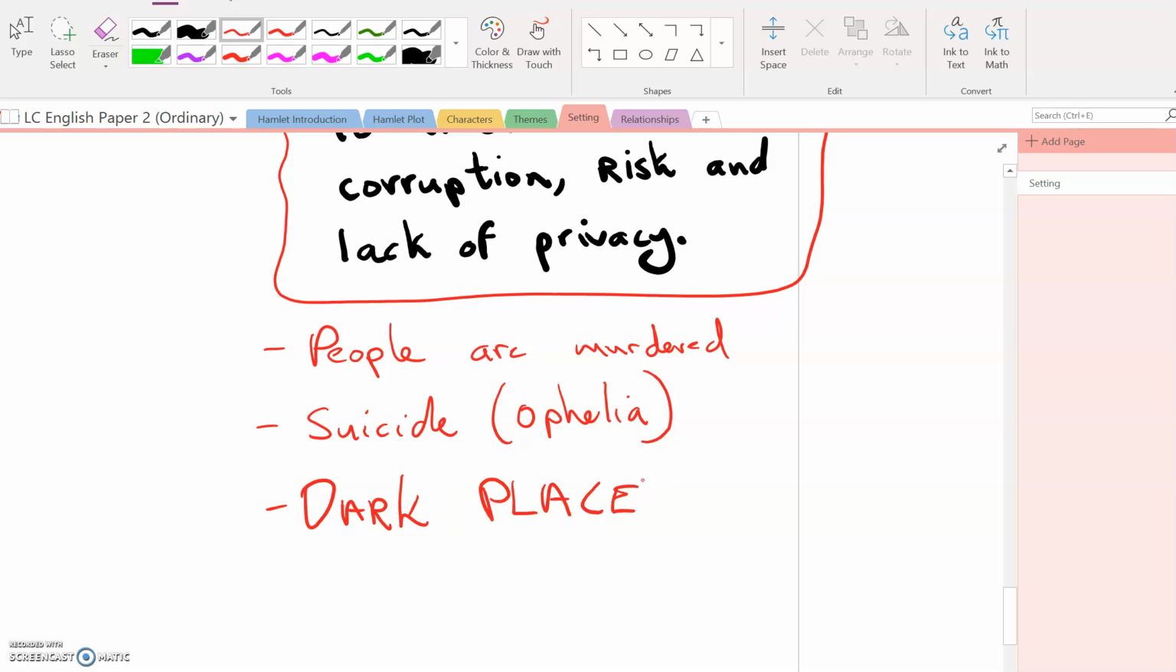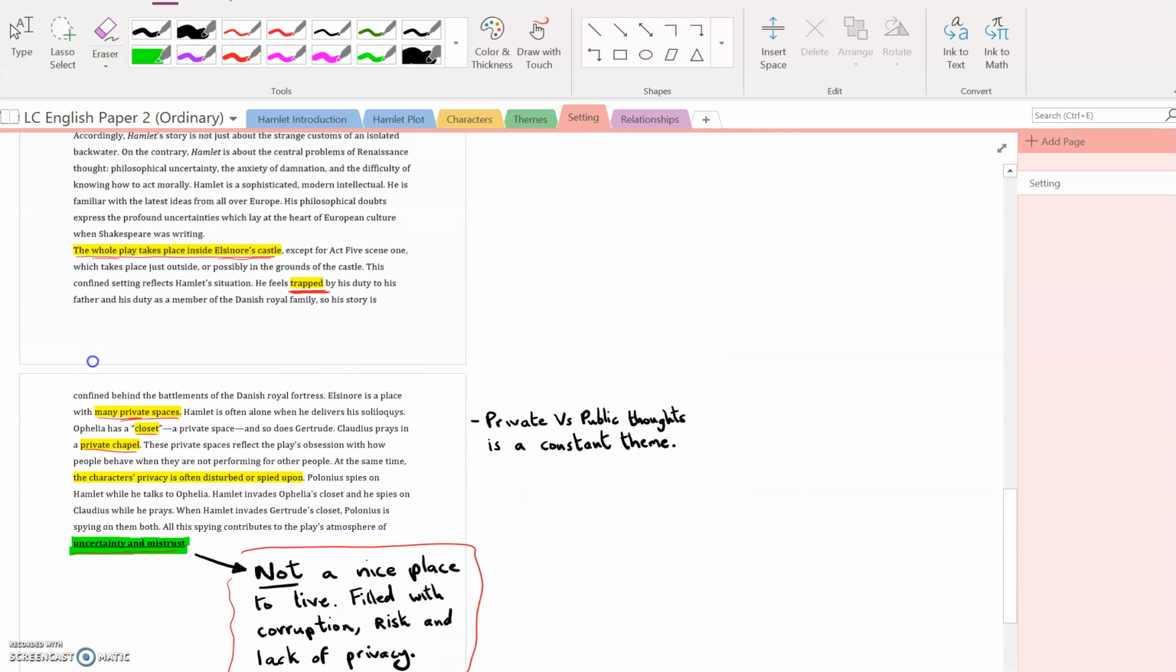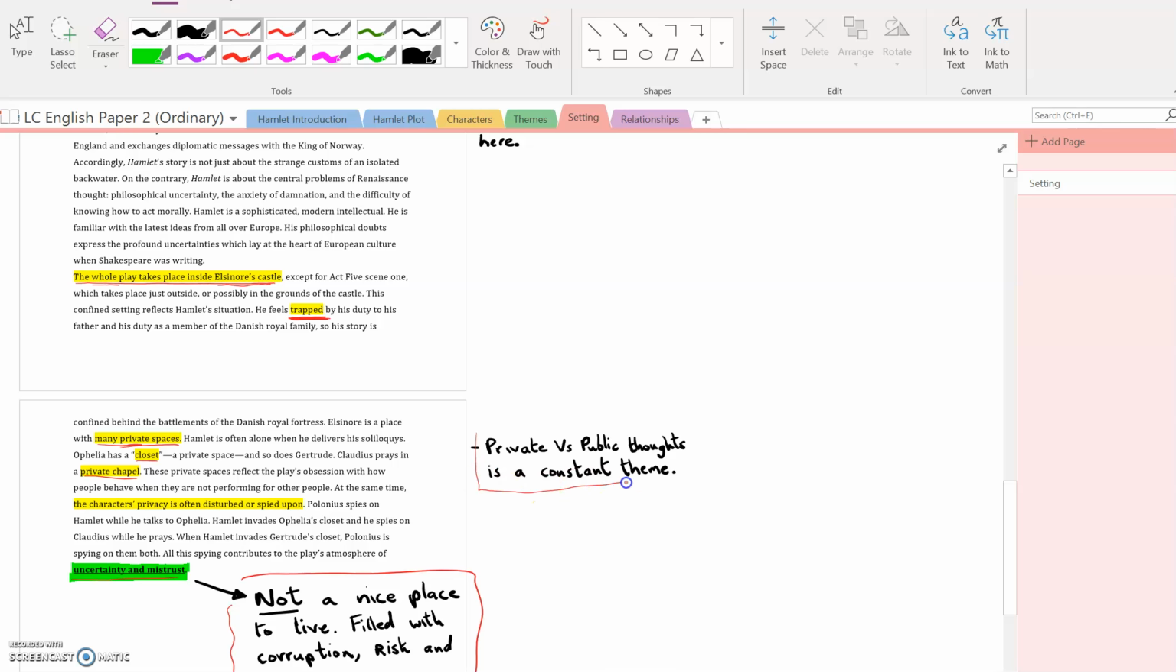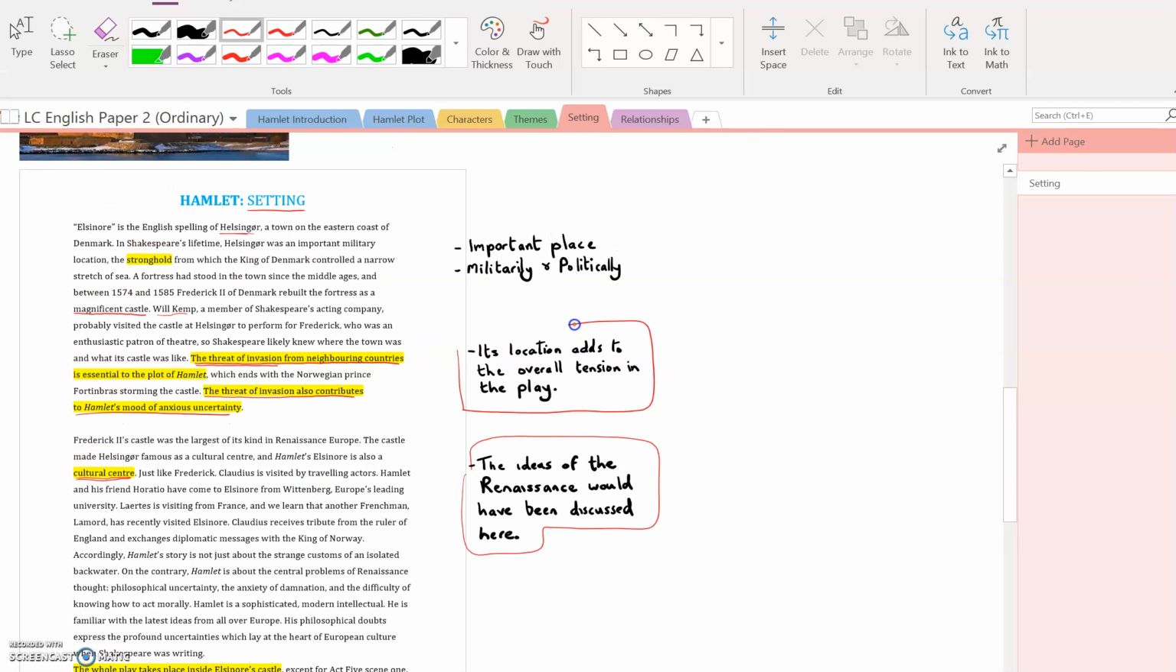Okay. Those notes are very adequate to help you answer some questions. I wrote down some other things along the margins. Maybe you could look at those in your own time. They're linked to the sections that are across from them. And in general, that's the setting of the play. It's not a very nice place to live.